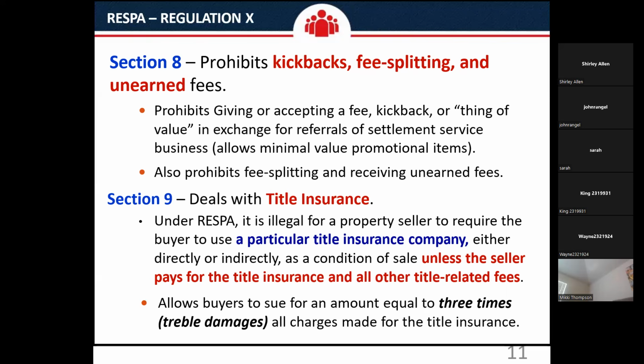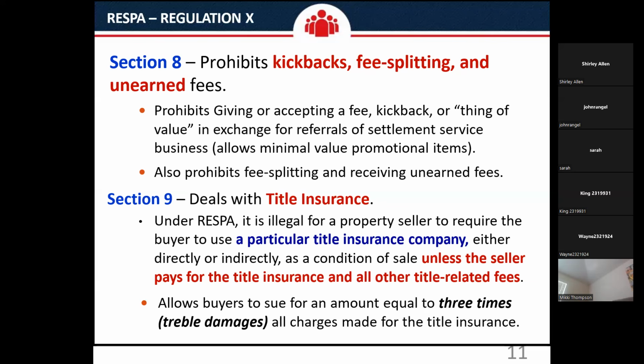Section 9 deals with title insurance. Under RESPA, it is illegal for a property seller to require the buyer to use a particular title insurance company, either directly or indirectly, as a condition of the sale. That used to be the end of it. You would be charged 3 times the amount of the title insurance if you force them to go with an agency that the seller chose. What they added onto that, they said, unless the seller pays for the title insurance and all other title related fees. So that was an addendum to Section 9.